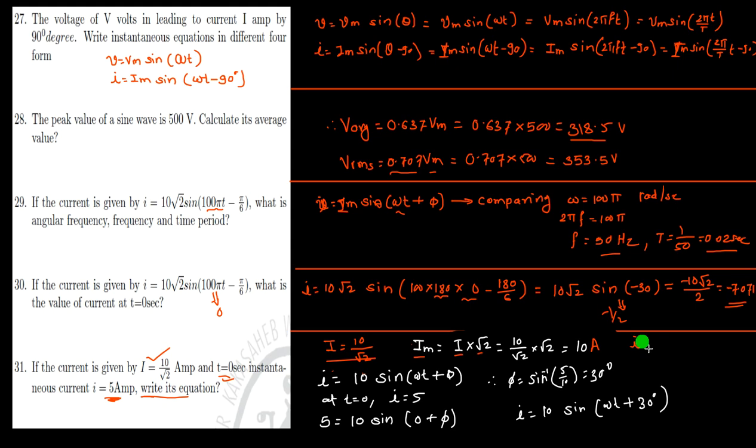And we know that the standard form is what? I is equal to Im sine of omega t plus phi. So Im value is calculated. Now we want to calculate what is the value of phi. So to calculate the value of phi, what is the relationship given? At time t is equal to 0, I is equal to 5. So 5 is equal to 10 sine, time t is equal to 0 means this value is 0, plus phi. So from this, phi is equal to sine inverse of 5 by 10, so it is 30 degree. So I can replace this phi here, that is I is equal to 10 sine omega t plus 30 degree.